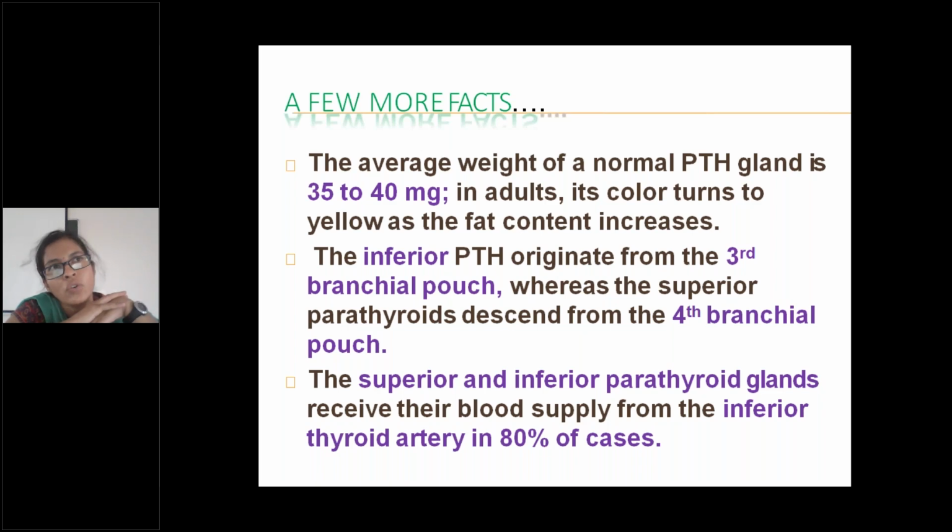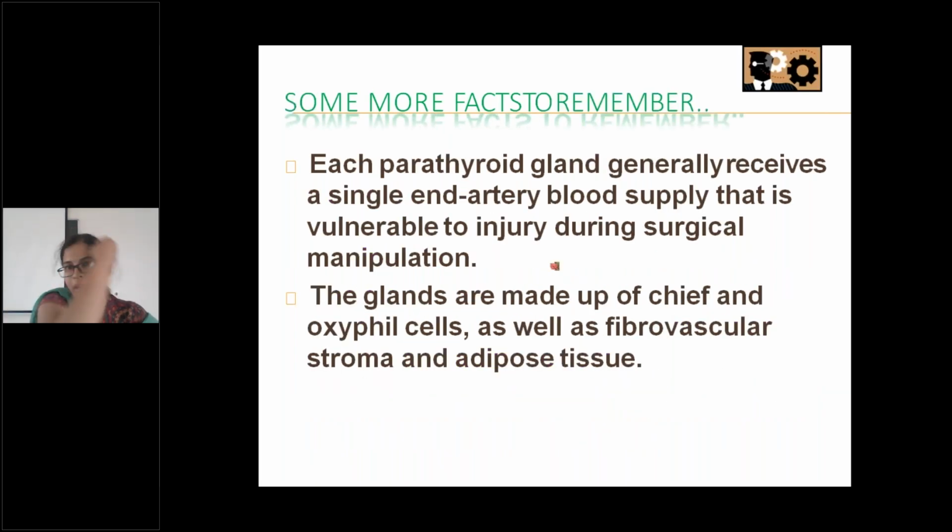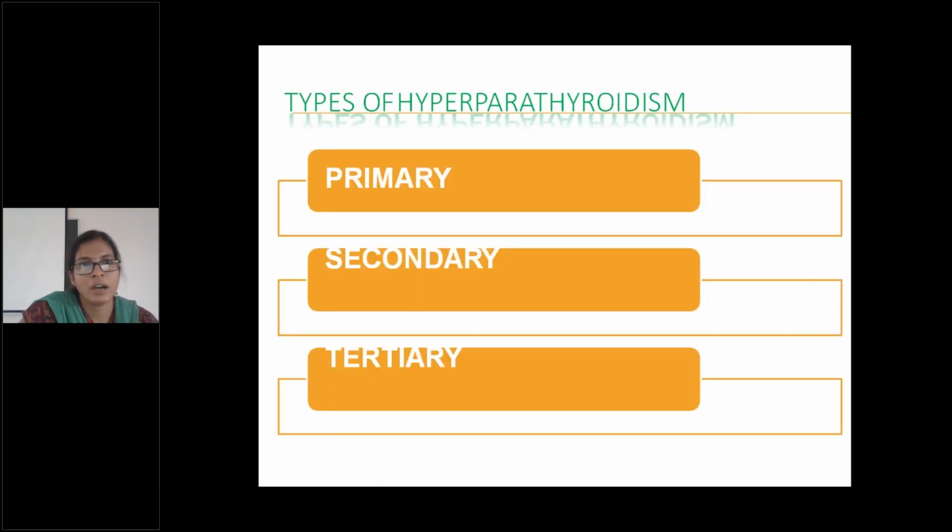It will recover over 6 months. If it is more than 6 months, it is persistent or recurrent hypoparathyroidism. And each parathyroid generally receives a single end-artery blood supply, so it is vulnerable to injury and manipulation. It is made of chief and oxyphil cells, fibrovascular stroma, and adipose tissue.